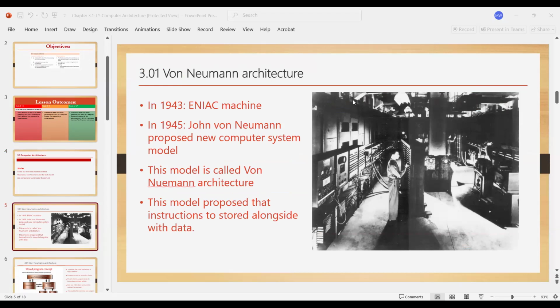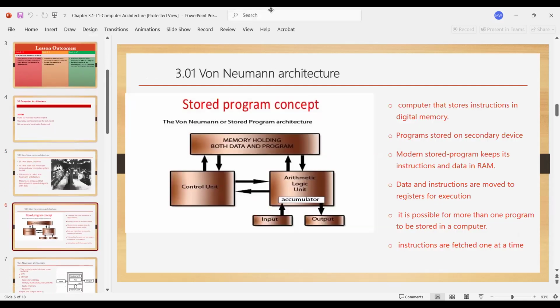So it was in 1945 that John von Neumann, an American scientist and researcher, proposed this system, that the computer system should consist of these stages. That is included in your John von Neumann architecture. The model proposed that instructions be stored alongside the data. That means you have the capability to multitask, multifunction at the same time. That means at the same time you have the function of the stored program concept as well.